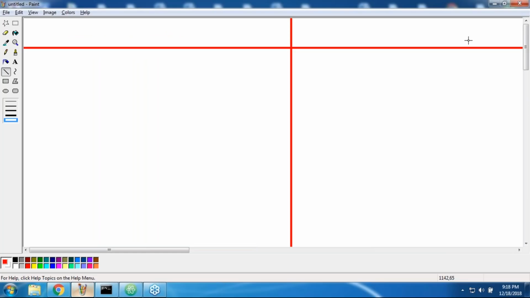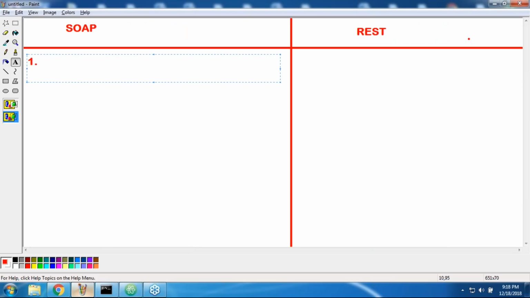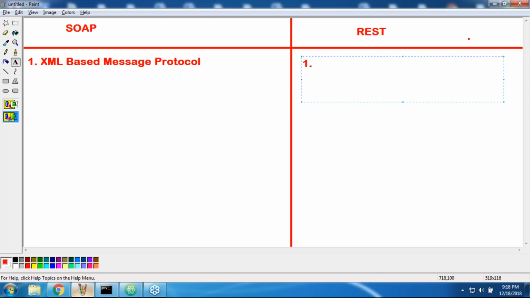Now have a look: what is SOAP-based, and then what is REST. The first point is that SOAP is always an XML-based message protocol. SOAP itself is an XML-based protocol. But REST is not a protocol. It is an architectural style. It is one architecture. It is not a protocol, it is an architectural style.